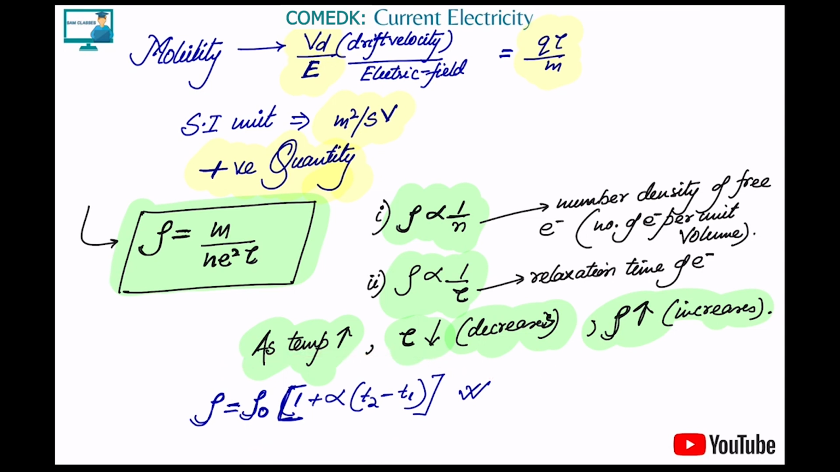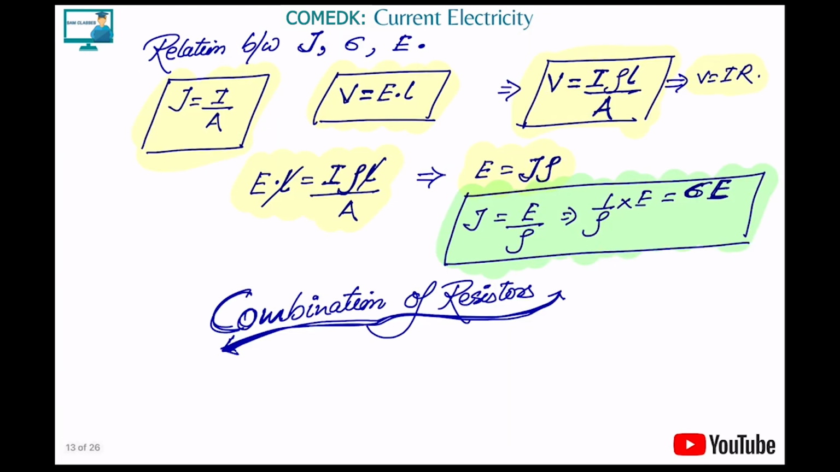Now resistivity is also ρ = ρ₀ (1 + α ΔT), where ΔT is the change in temperature, T2 minus T1. That's it. Clear? Now this is very, very important. Okay, already told you current density is equal to I by A. Now voltage, potential, is equal to E dot L, electric field into length.